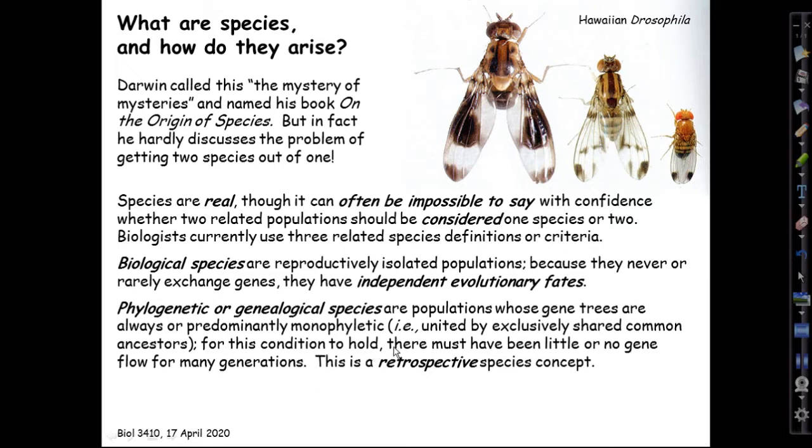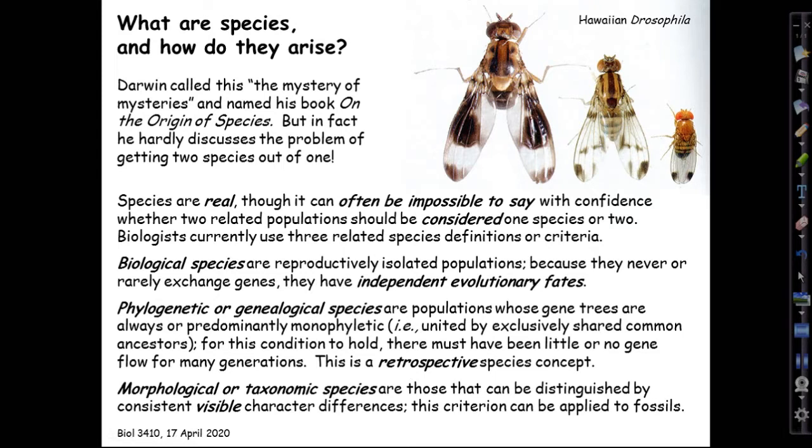We can determine that they're monophyletic or close to monophyletic groups by doing research in molecular population genetics after the fact to see what their recent population history has looked like, but this is therefore a retrospective species concept. And indeed, we'll see that there's a deeply fundamental retrospective element to the definition of species, and that's part of the answer to the conundrum that species are real, but often very hard to define.